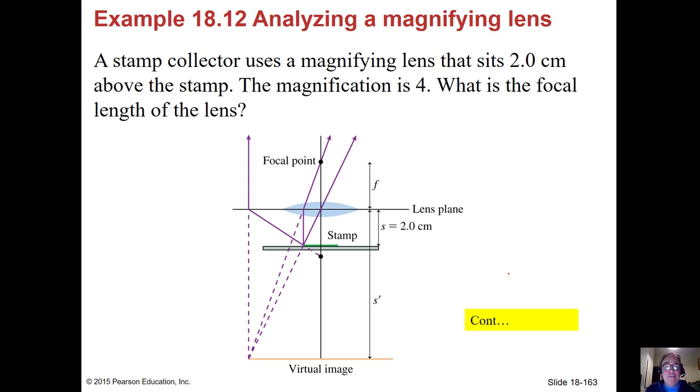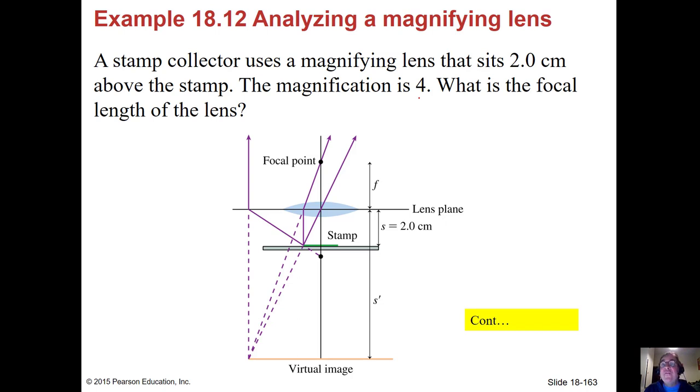Let's look at this example. A stamp collector uses a magnifying glass which sits 2 centimeters above a stamp. So that's where the object is, so S, the object distance, is 2 centimeters. The magnification is 4. That means it must be upright because it's positive, and it's greater than 1, so the image is larger than the object. What is the focal length of the lens?